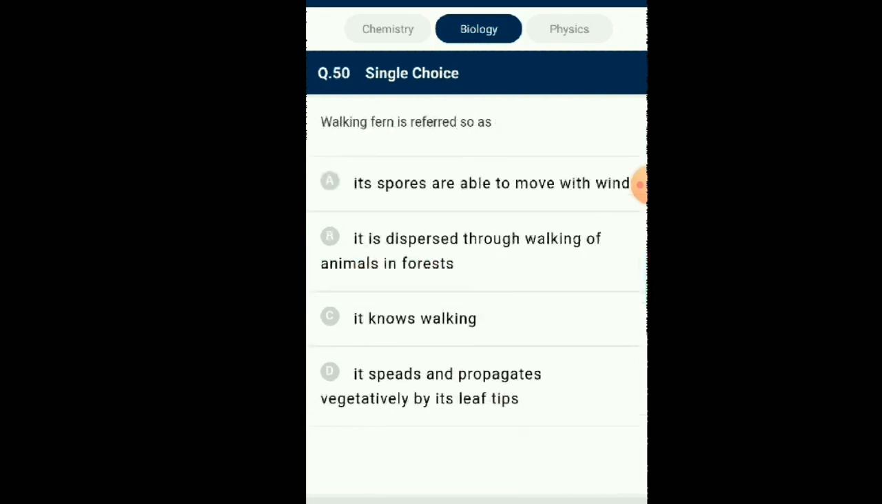Question number 50. Walking fern is referred to as Adiantum, belonging to Pteropsida, and is called walking fern. The leaf tip is used for vegetative propagation. The Pteridophyta is classified broadly into four classes such as Psilopsida, Lycopsida, Sphenopsida, and Pteropsida. So the answer for this question is option D. It spreads and propagates vegetatively by its leaf tips.